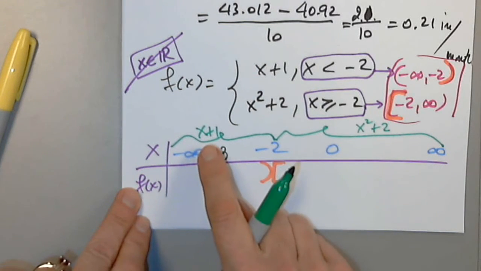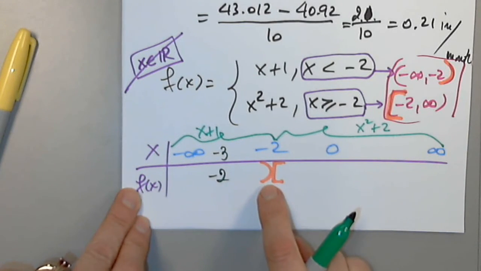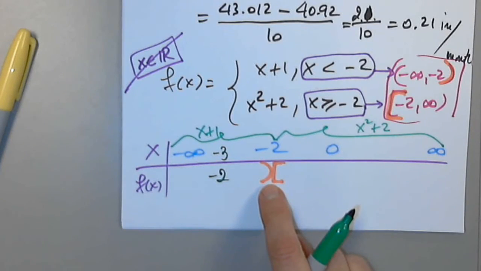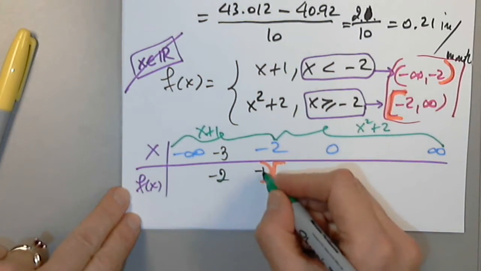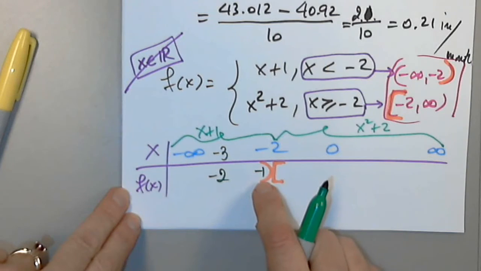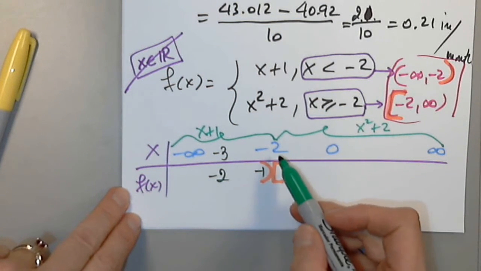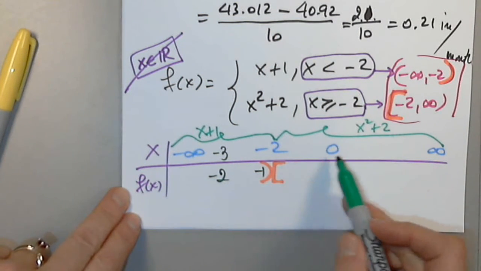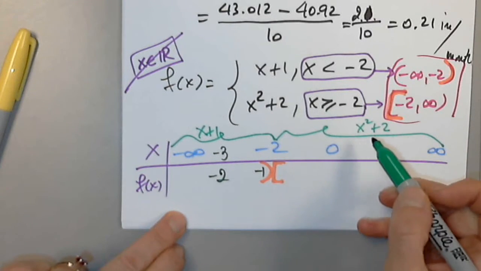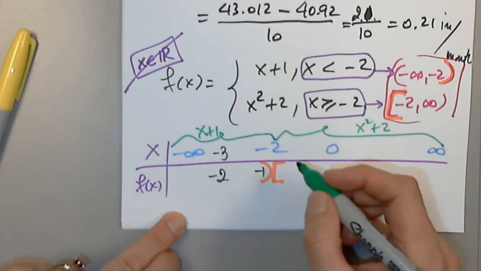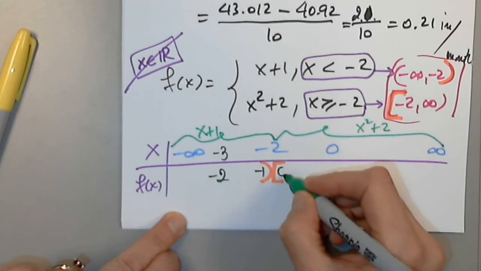I'm not allowed to plug in -2 because it's a parenthesis. True, but we will leave it open. -1. Right here inside the parenthesis, I put -1. Now with -2, I plug it in the second function. -2 squared, that's 4 plus 2, 6. So it's 4 plus 2 is 6.